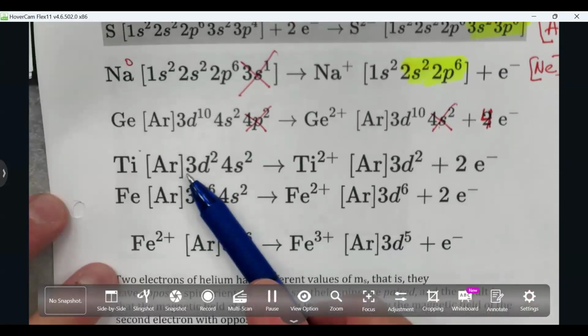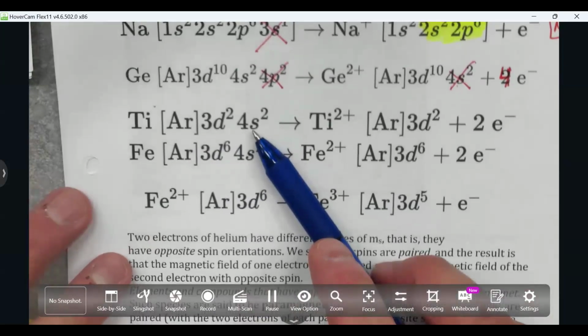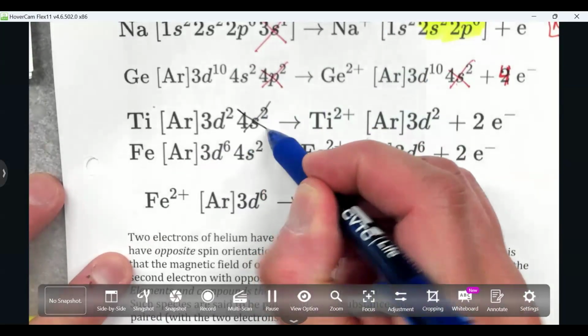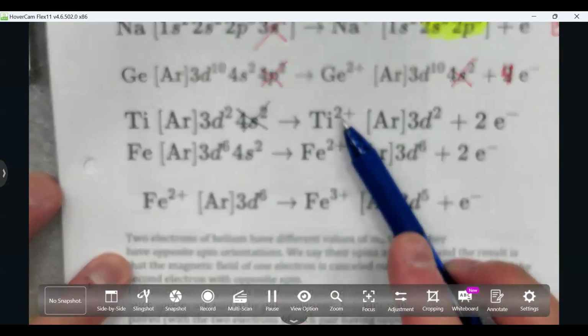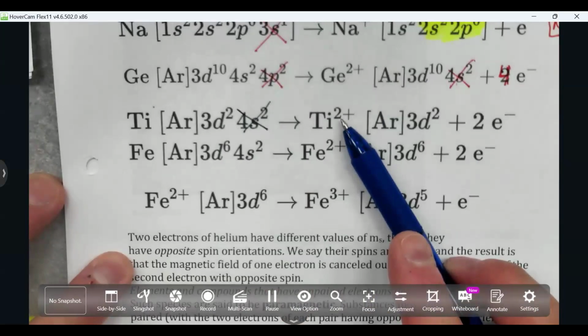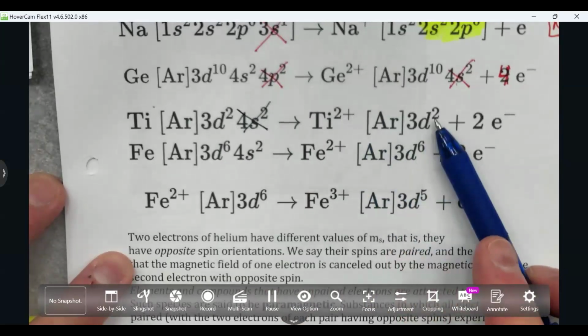Titanium can be a 2 or a 4. If titanium gets rid of these two, that's the +2 ion. If it gets rid of these two, that's the +4 ion.